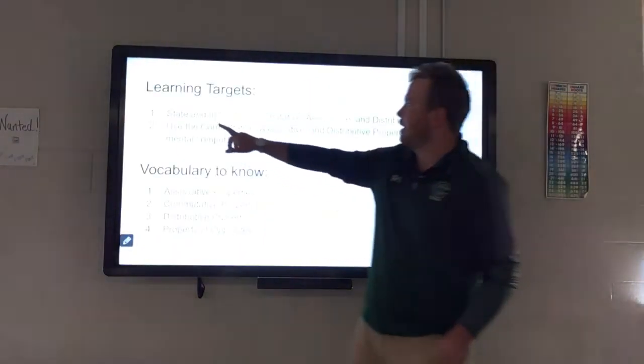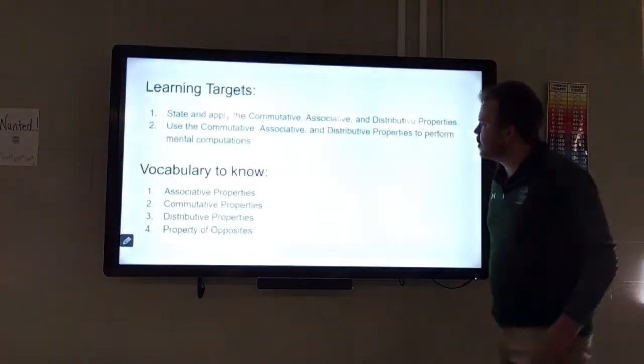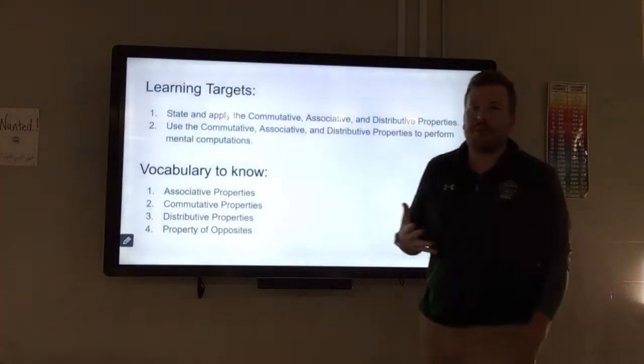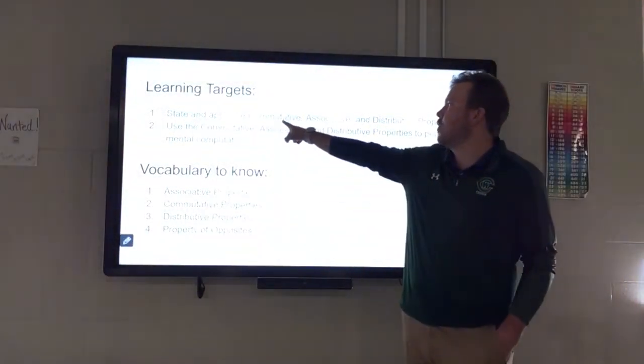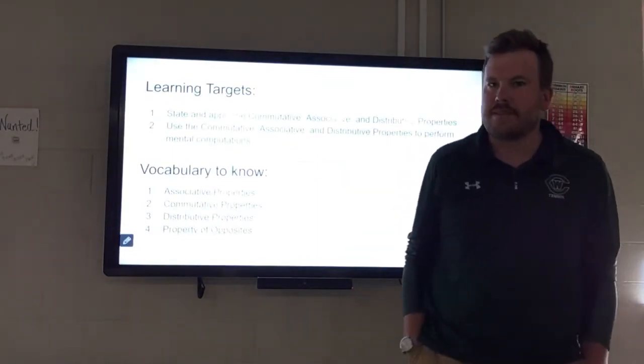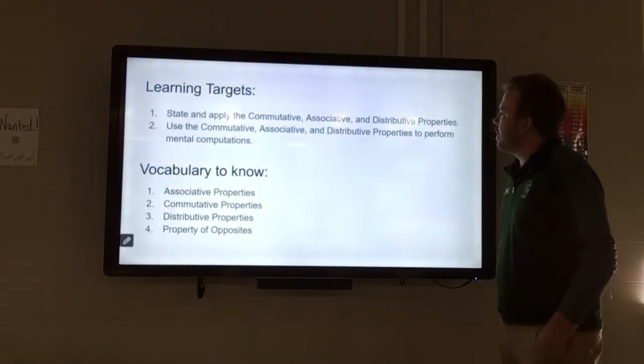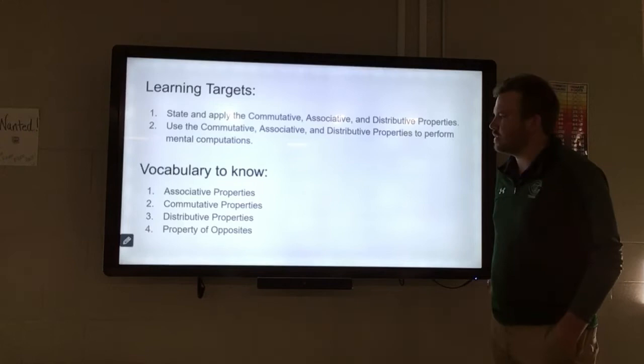We have two learning targets today. First, we want to state and apply the commutative, the associative, and the distributive properties. One thing I want to point out right away is there's no N in commutative. A lot of people call it the commutative, it's not, it's the commutative. We're then going to use those properties to perform mental computations.